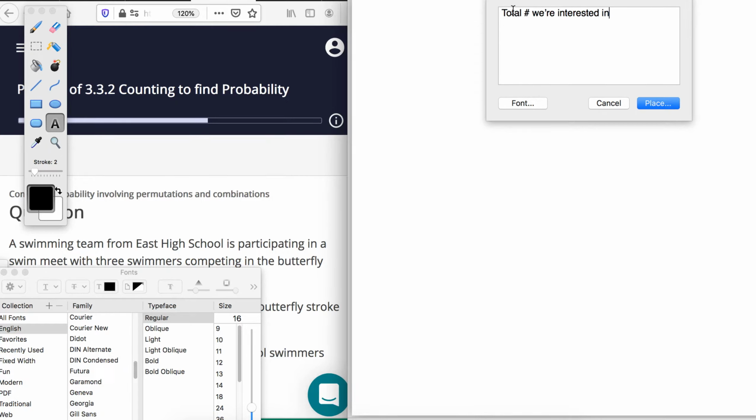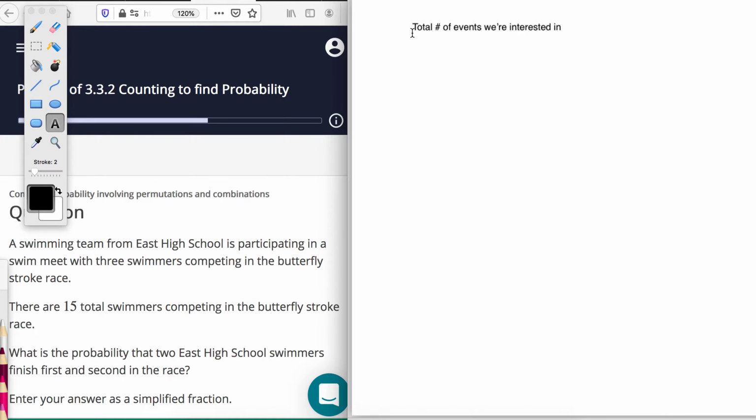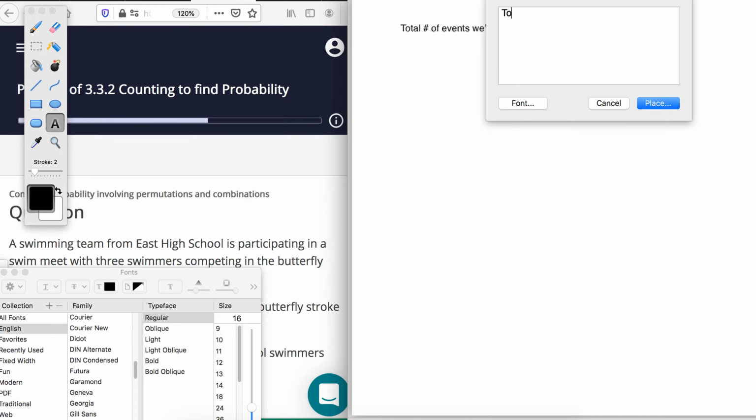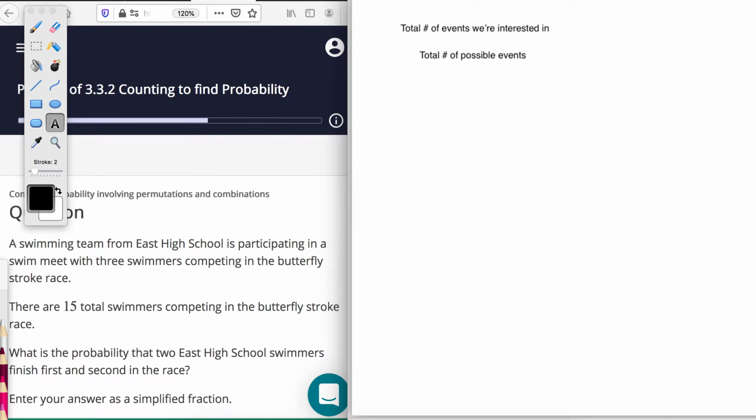Before we begin, the basic idea of a probability is the total number of events we're interested in. That's a little more mathy of a definition. And then we divide by the total number of possible events. So we want to find out the number of different ways that we could have a first and second place finish. That's the number of events we're interested in. And then we're going to divide by the total number of possible events.